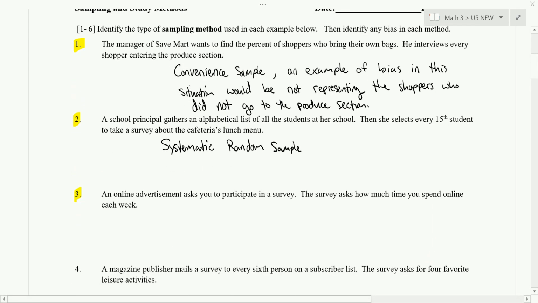Number 3, an online advertisement asks you to participate in a survey. The survey asks how much time you spend online each week. So here we have just this online advertisement that goes out to whoever sees it. And then if you see that advertisement, you get to choose whether or not you want to participate. And so you get to select yourself. And so this is a self-selected sample, which we call a voluntary response sample.